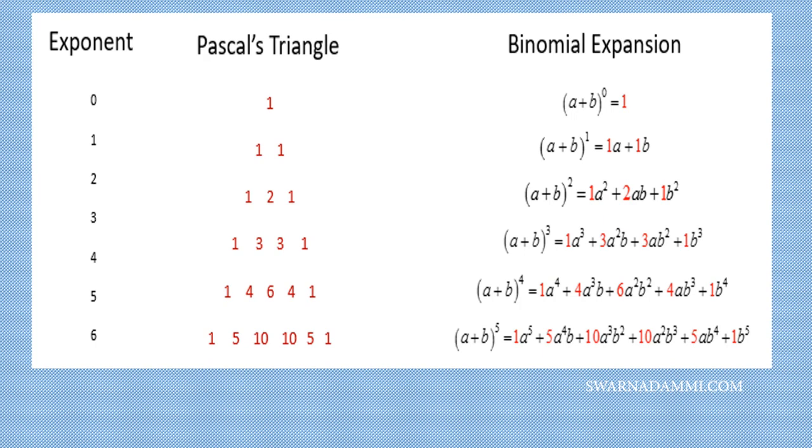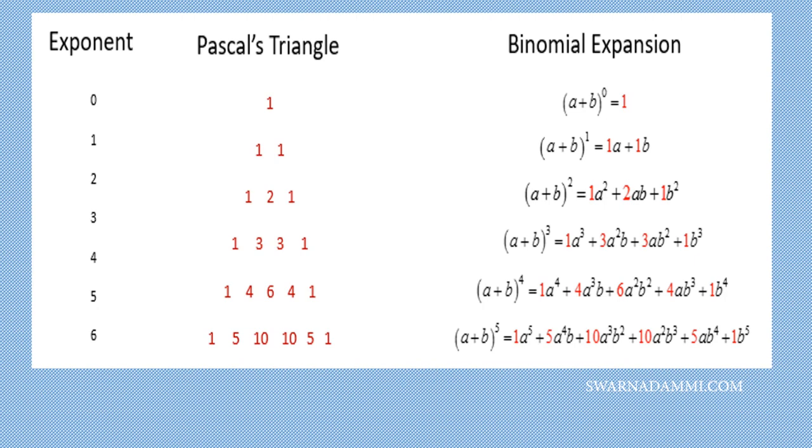When it comes to the exponent 4, Pascal's triangle gives us the coefficients 1, 4, 6, 4, 1 for the expansion of (a plus b) to the power 4. The result of that expansion is a to the power 4, plus 4a cubed b, plus 6a squared b squared, plus 4a b cubed, plus b to the power 4.